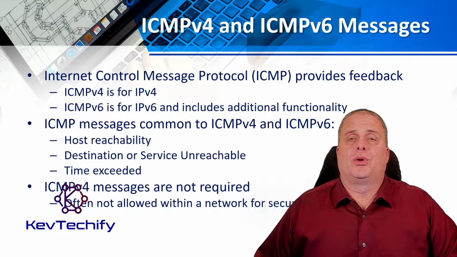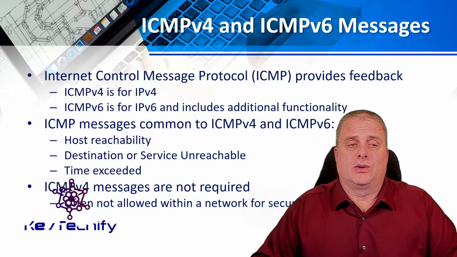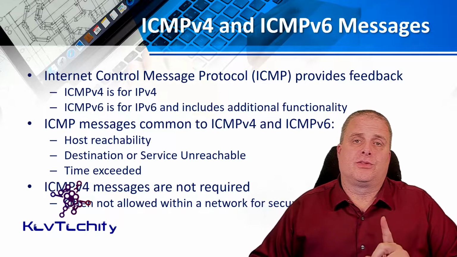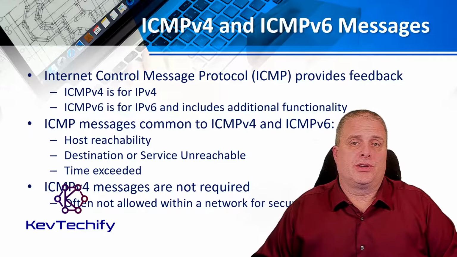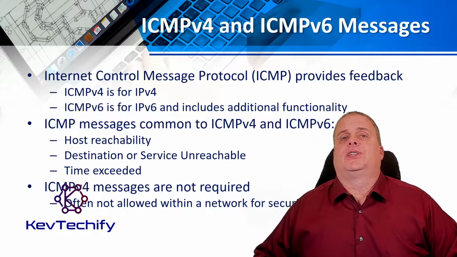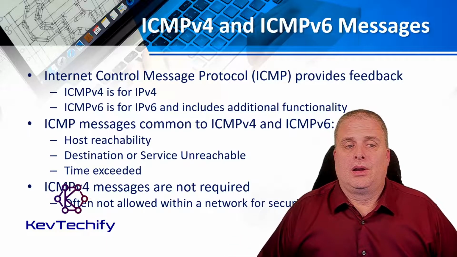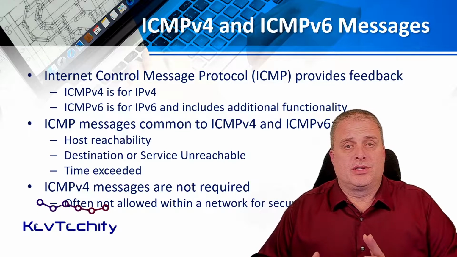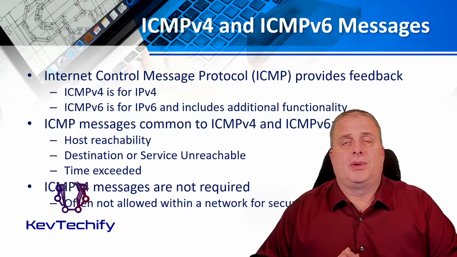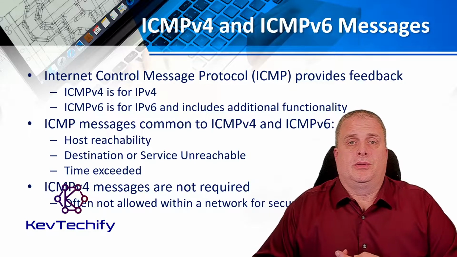Internet Control Message Protocol provides feedback on our network and about the devices on those networks. ICMP version 4 is for IP version 4. ICMP version 6 is for IP version 6, and it includes some additional functionality not found in ICMP version 4. There are a couple types of common messages between ICMP version 4 and ICMP version 6. Those messages are host reachability messages.